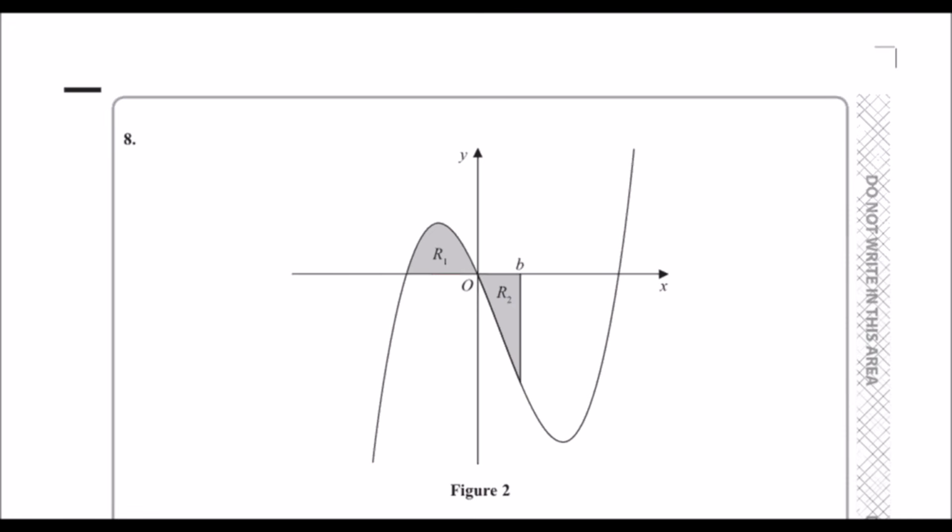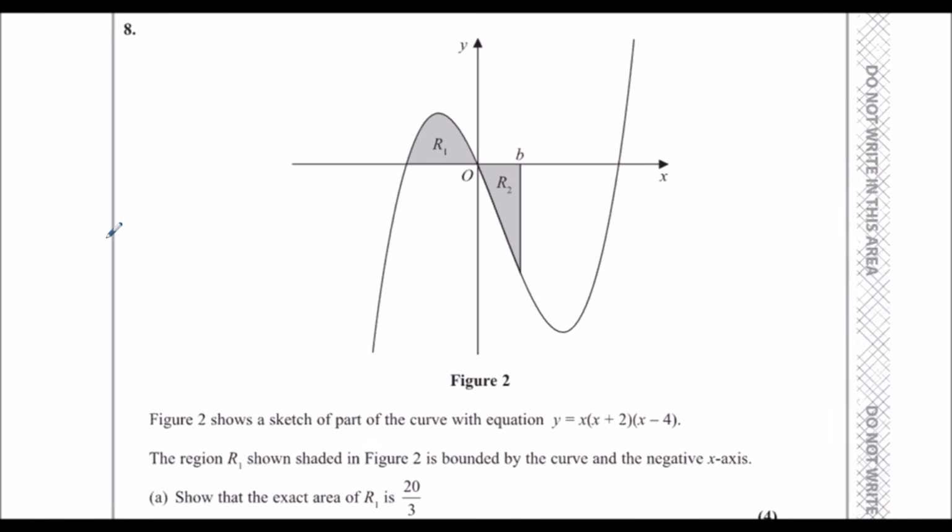Question 8. So here we've got a sketch of part of the curve of equation y equals x times x plus 2 times x minus 4. What I'm going to do first, because we've got this equation in the factorized form, is find the roots of the equation. So it's 0, which is shown in the diagram, negative 2, and positive 4.